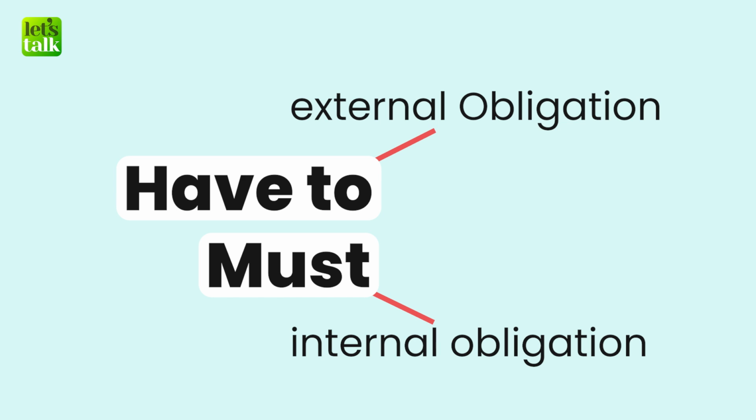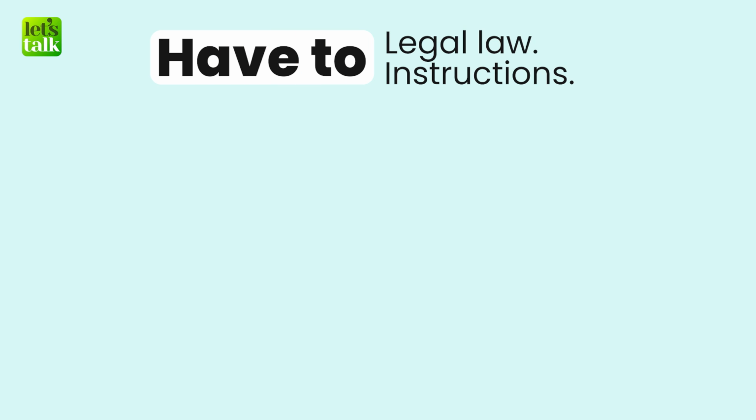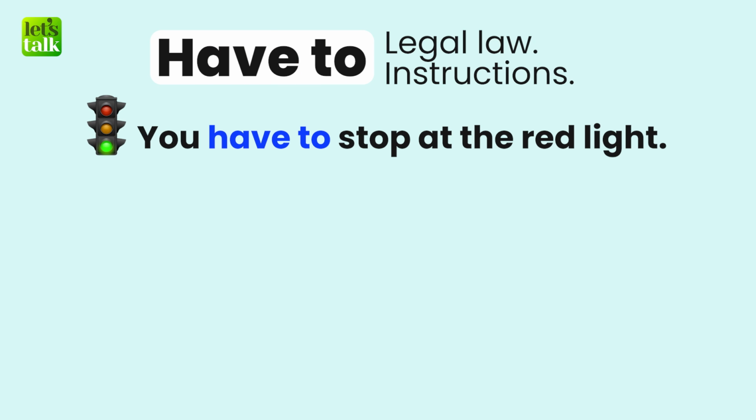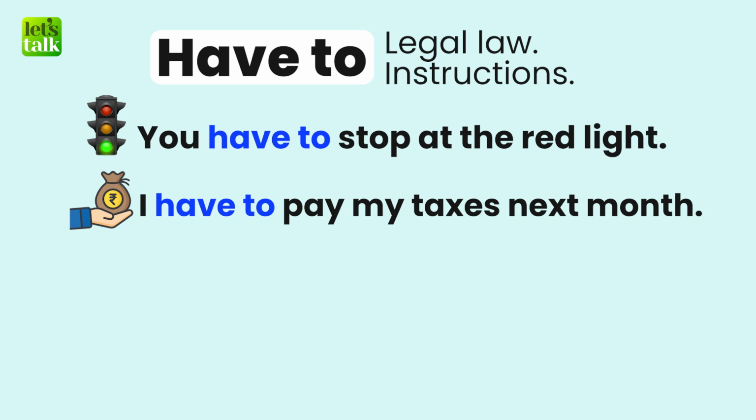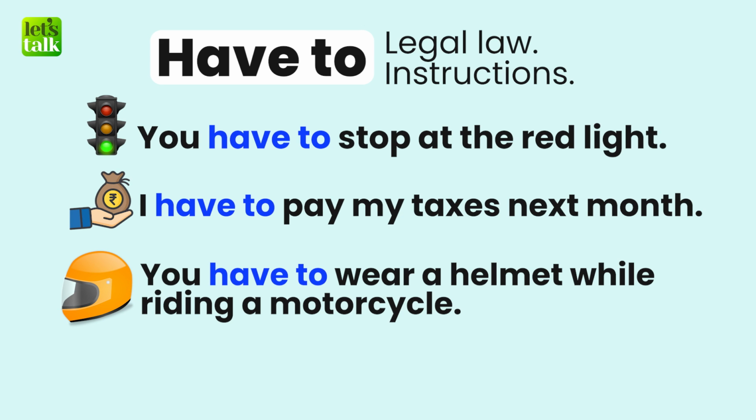Now let's understand the second use of have to. We also use have to for a legal law, or for instructions. You have to stop at the red light. Now that's a law. You are required to follow certain driving instructions. I have to pay my taxes next month. Again, paying taxes is an obligation towards the government. It's a law you have to follow. You have to wear a helmet while riding a motorcycle. It's a law designed for your own safety.